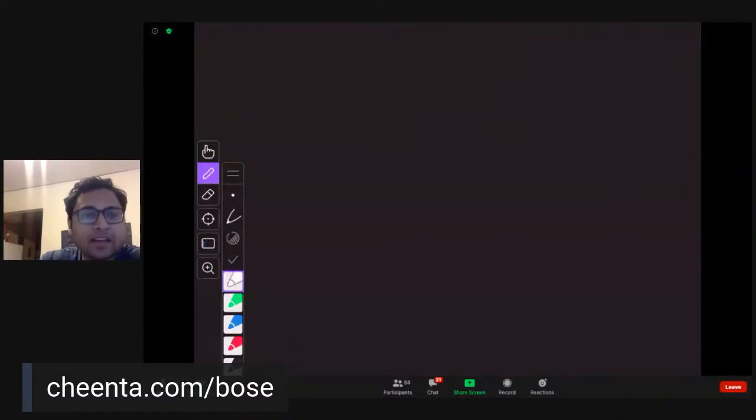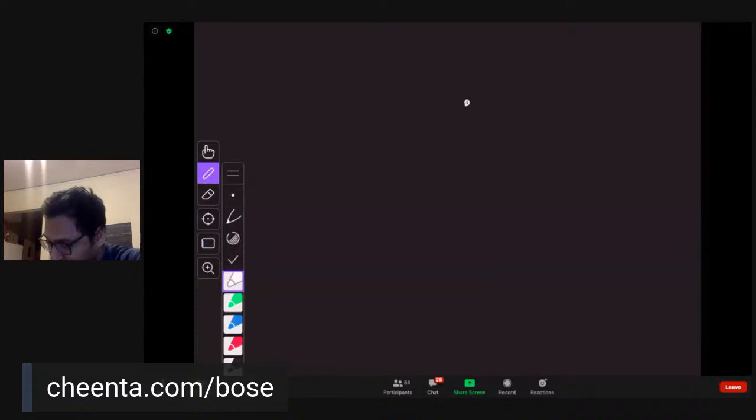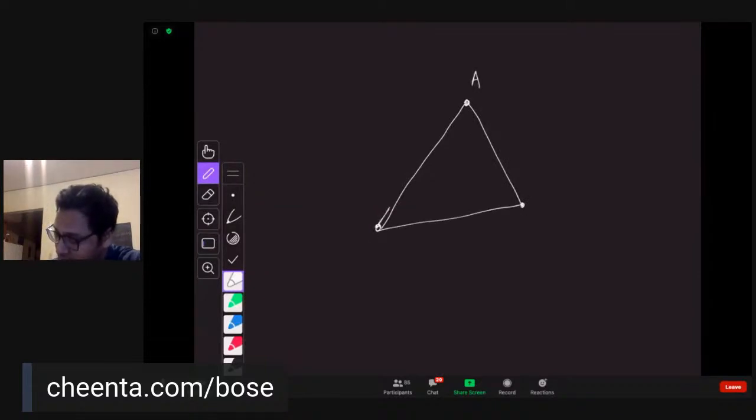So we will be trying to understand one of the simplest ideas from geometry. Simplest but very important. It's very simple, but it's very important. So what is it? If you have a triangle, let's say a triangle ABC, what does it mean to visually add three angles?